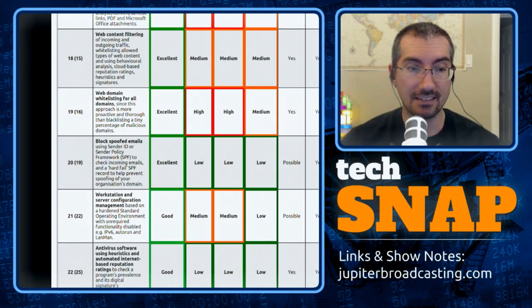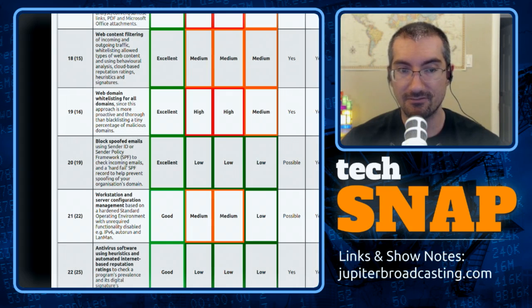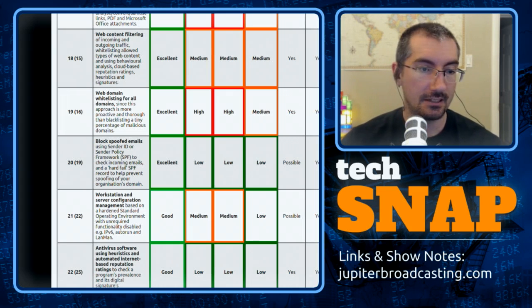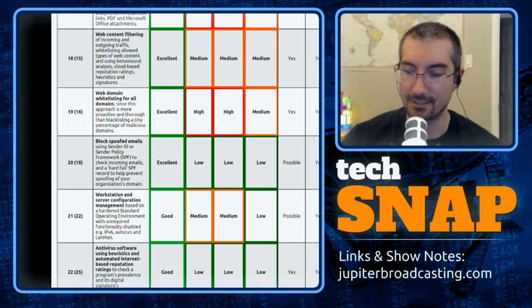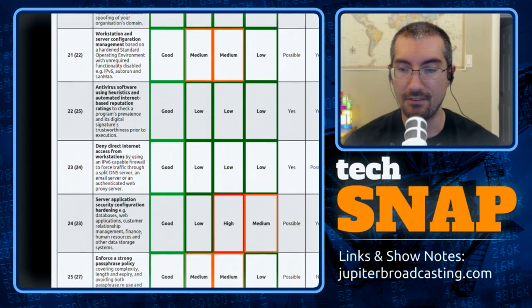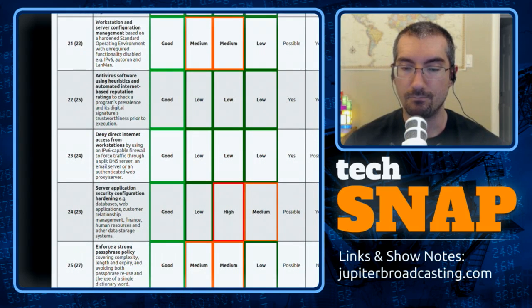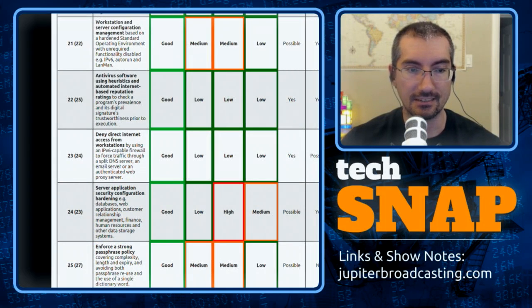Blocking spoofed emails, using things like Sender Policy Framework and domain keys to block more faked emails. That's a no-brainer. Yeah, so that's low. Workstation and server configuration management, based on a hardened standard operating environment with unrequired functionality disabled. No auto run, no LAN Manager, stuff like that. But they also recommend disabling IPv6 because a lot of places don't think about it when they're doing their firewall or whatever, and it's just been whacked on less, so there's greater chance of there actually being a bug there. And then antivirus software using heuristics and automated internet-based reputation rankings and so on.